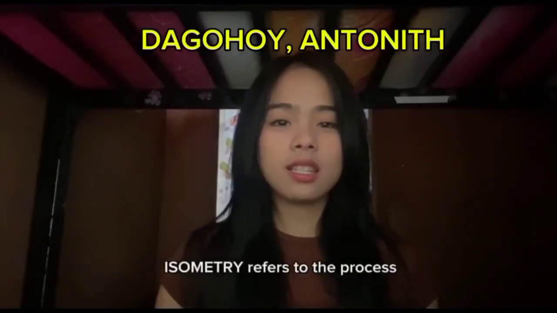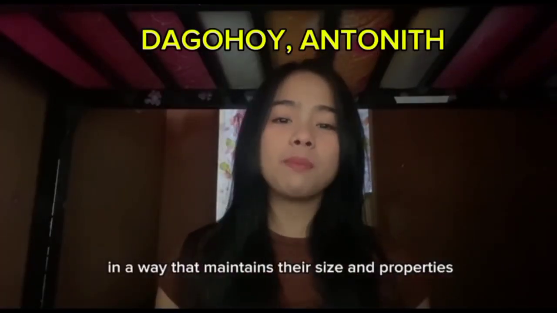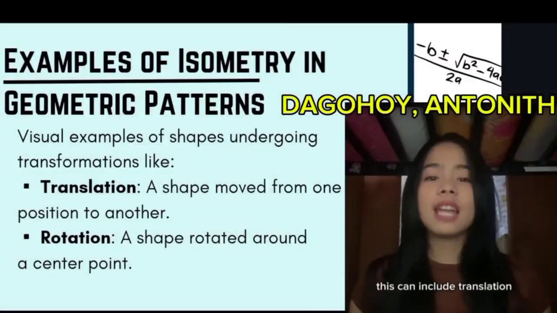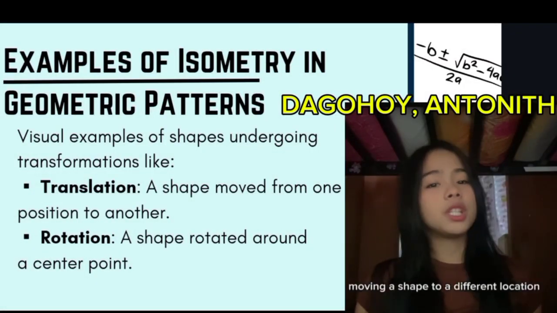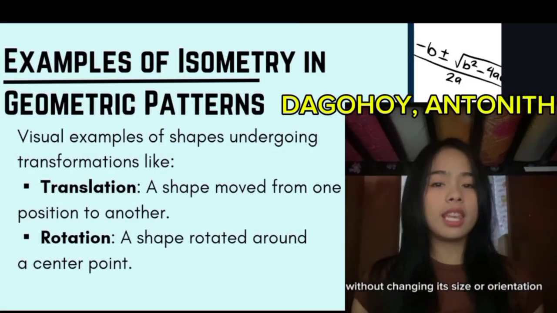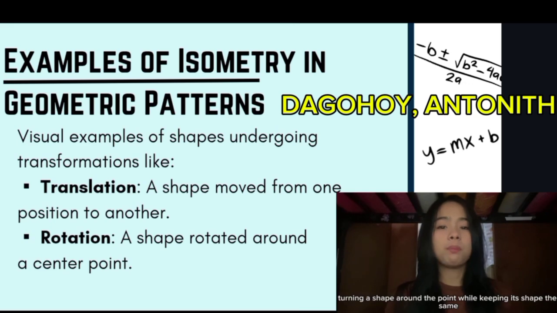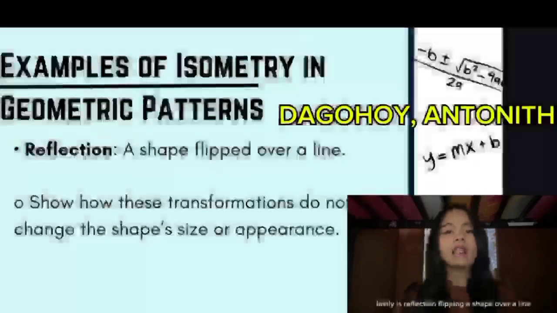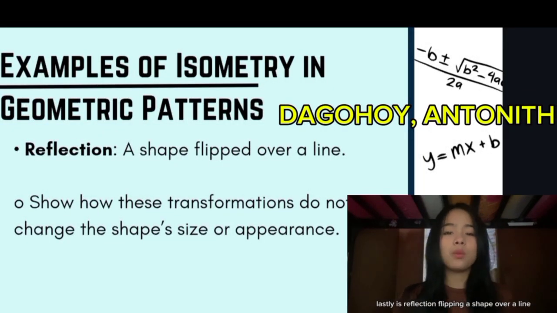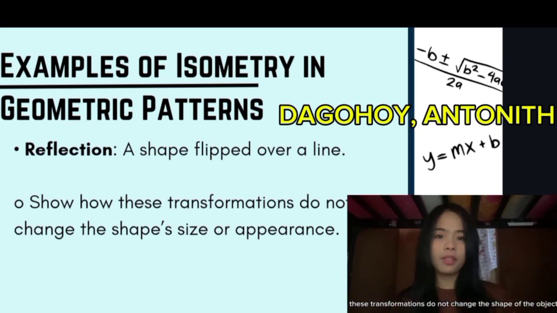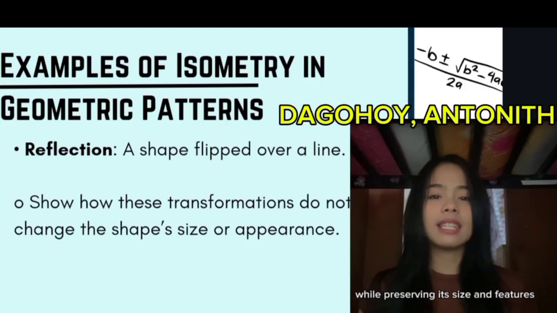Isometry refers to the process of transforming geometric shapes in a way that maintains their size and properties. This can include translation, moving a shape to a different location without changing its size or orientation. Rotation, turning a shape around a point while keeping its shape the same. Lastly, reflection, flipping a shape over a line while keeping its size and proportions the same. These transformations do not change the shape of the object, but rather change its position or orientation in space while preserving its size and features.